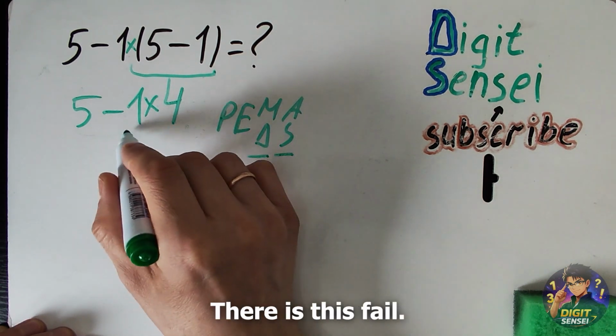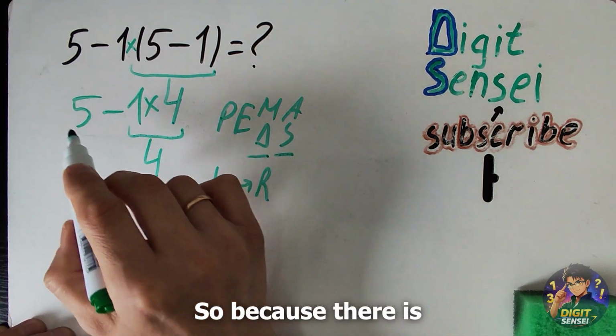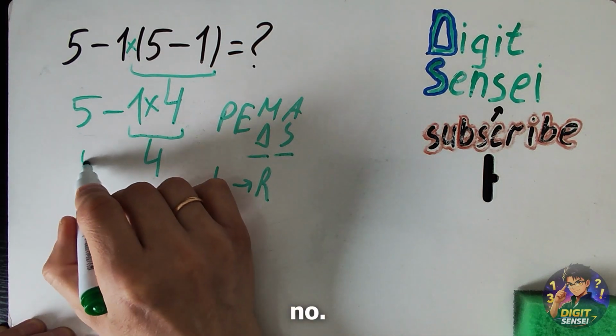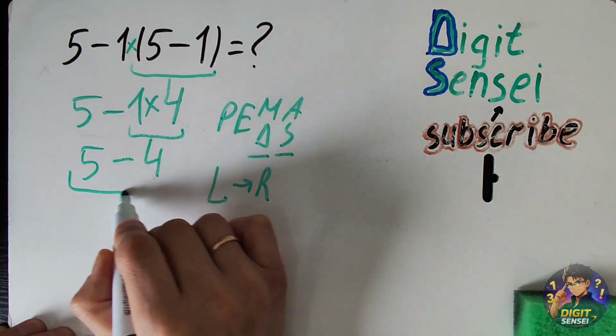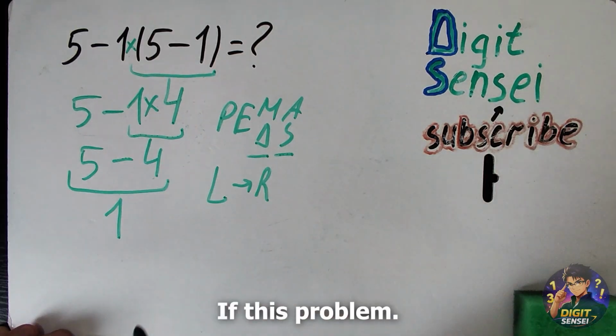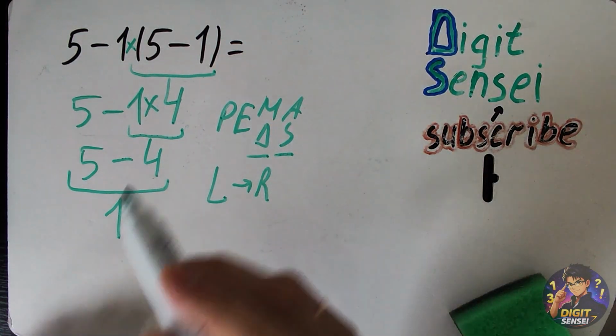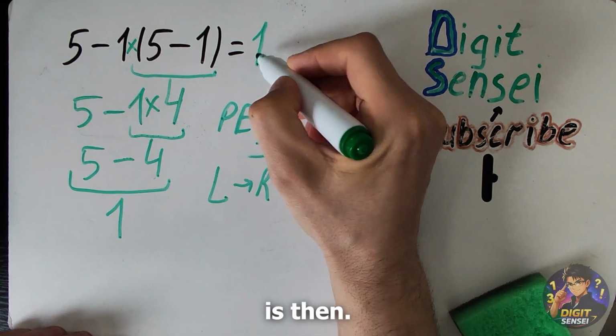1 times 4 is just 4. So we have 5 minus 4, which equals 1. And this is our final answer to this problem. The correct answer is 1.